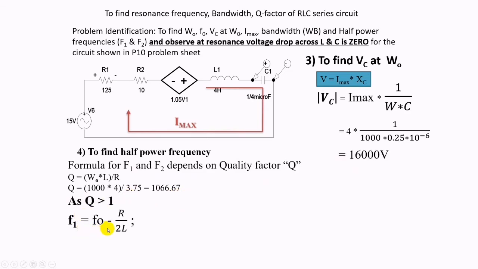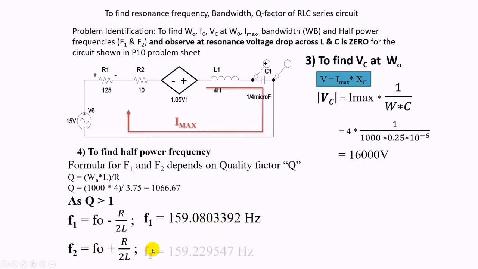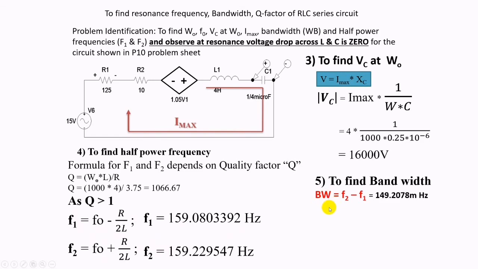F1 equals F0 minus R by 2L. By substituting the values, we get F1 as 159.08 hertz and F2 as 159.229 hertz. And finally, to find the bandwidth, we know that bandwidth equals F2 minus F1. By subtracting, we get bandwidth as 149.2078 millihertz. In PSpice, we get it as A1 minus A2.